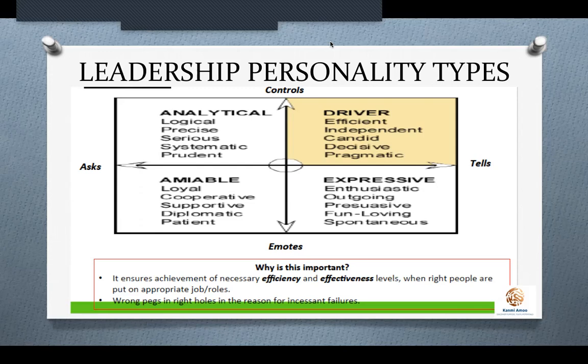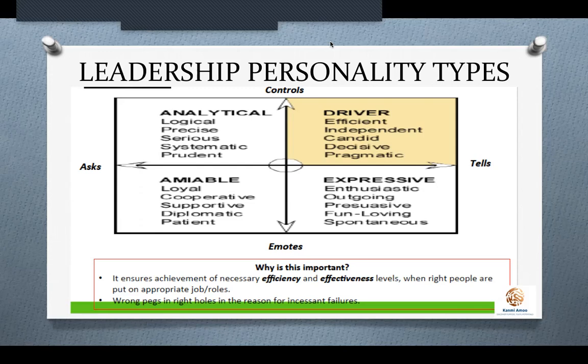There are several models of personality types. You can find others using melancholy, choleric, and others. But I want to use these 4: analytical, driver, expressive, and amiable. And this is the axis upon which I plot them: the emotional or controlling axis.